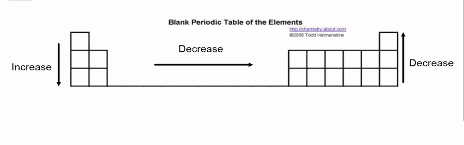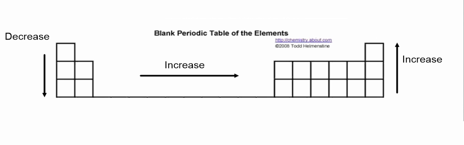Now you should notice when you look at the data for the other three trends, ionization energy, electron affinity, and electronegativity, that they all have the same pattern to them. As you go down a group, all three of them should be decreasing in their amount. And as you go across a period, you should see that they all increase in their amount.